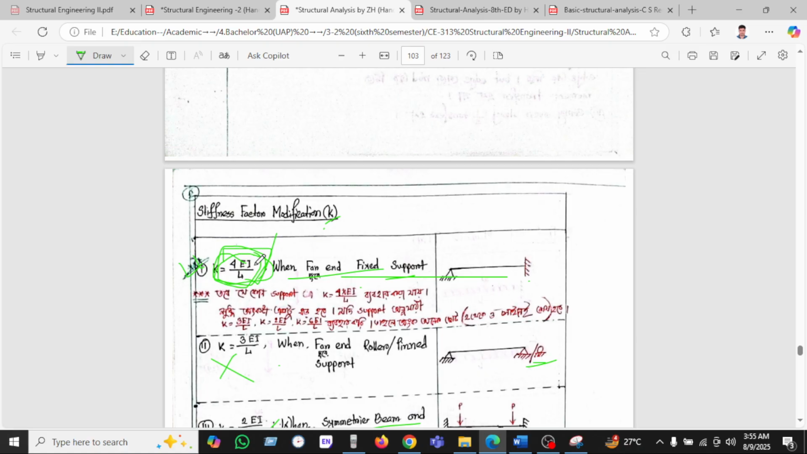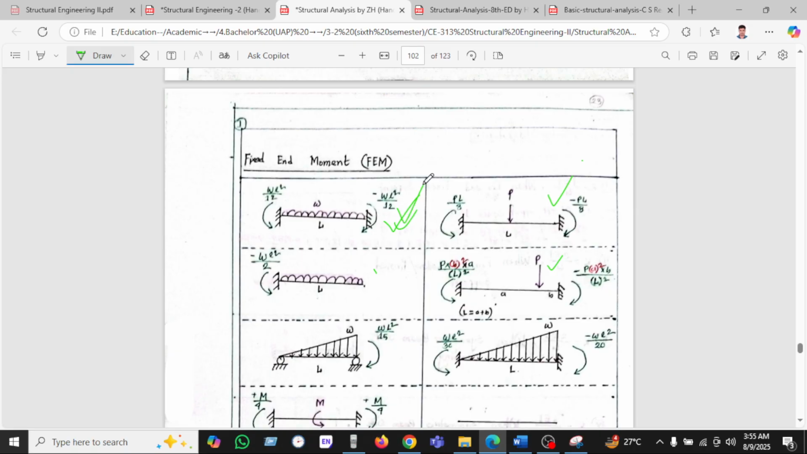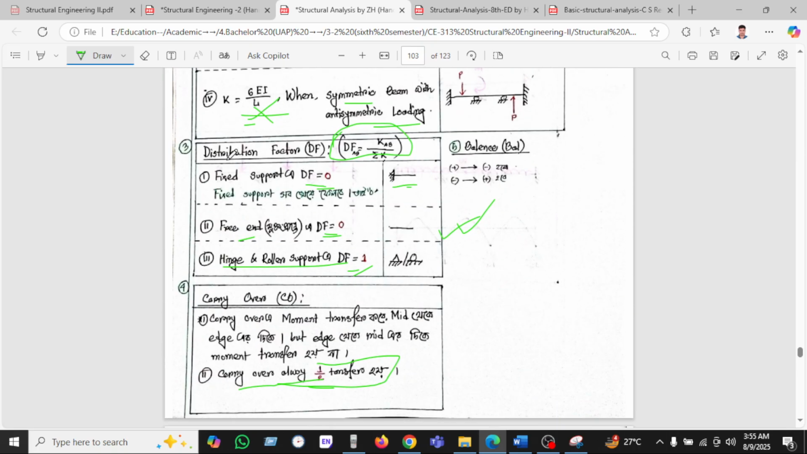We just keep in mind 4EI by L, with the far end fixed, and we keep the fixed end moments wL squared by 12 and PL by 8. And we can use the distribution factor DF equal to K divided by the sum of K, as shown at first. Keep in mind that the distribution factor at a fixed support is always 0, and at a free support it is also 0. The distribution factor at a hinge support is always 1.